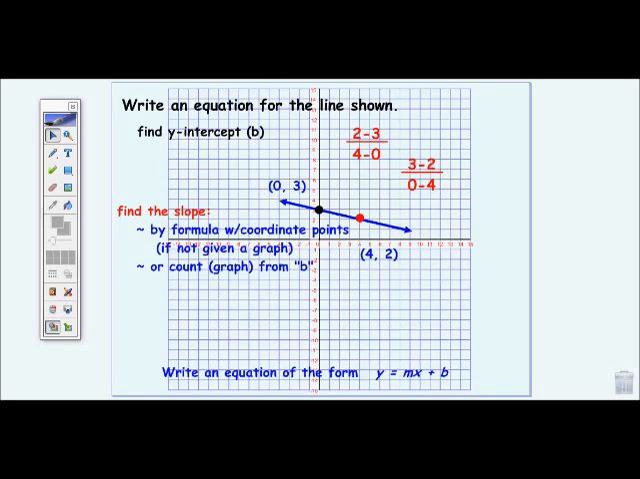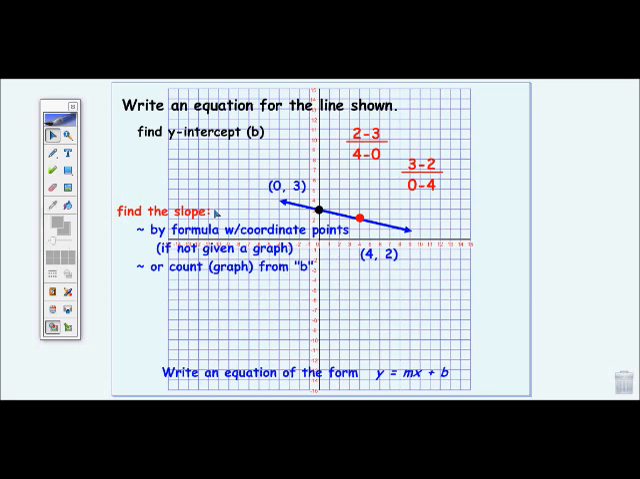Sometimes we are given a graph and we are asked to write the linear equation for the graph. The first thing we're going to do again is start at the beginning, or b, and find the y-intercept. So I find the y-intercept here, the black point of this line, and that is at 0, 3. The next thing is they have given me 2 points on the line, and those points are 4, 2, and our y-intercept 0, 3. I do not have a value for slope yet.